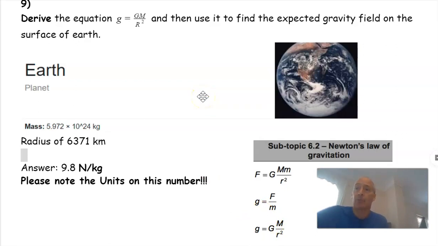So hopefully that helped you understand these three equations and how they tie to each other and how we use them in a simple question such as showing that the gravity field on the surface of the Earth is indeed 9.8, as we already knew.